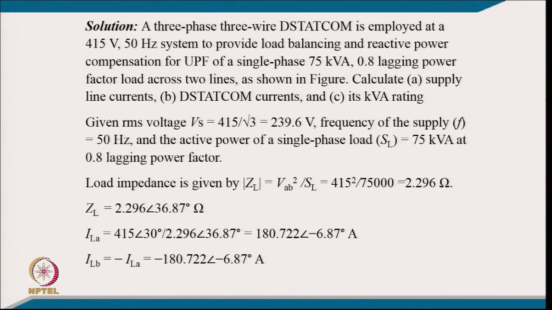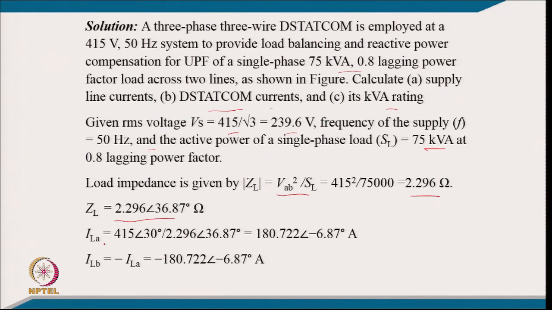So, now coming to the solution part of it, a 3-phase 3-wire STATCOM is applied at a 415 volt 50 hertz system to provide load balancing and reactive power compensation for unity power factor of a single phase 75 kVA 0.8 lagging power factor load across two lines as shown in the figure. Calculate the supply current, the STATCOM current and kVA rating. So, given the supply voltage of 415 by root 3, 239.6 volt, frequency of 50 hertz, and the single phase load of 75 kVA at 0.8 lagging power factor, the load impedance is ZL equal to V square upon SL. So, it comes 2.2696 ohm at the angle of 36.87 degree.